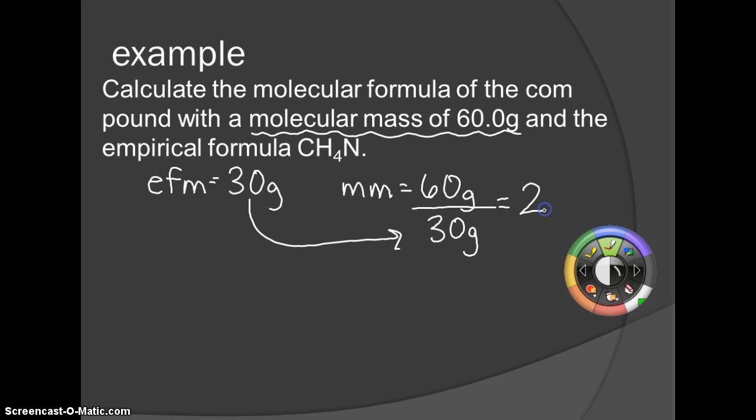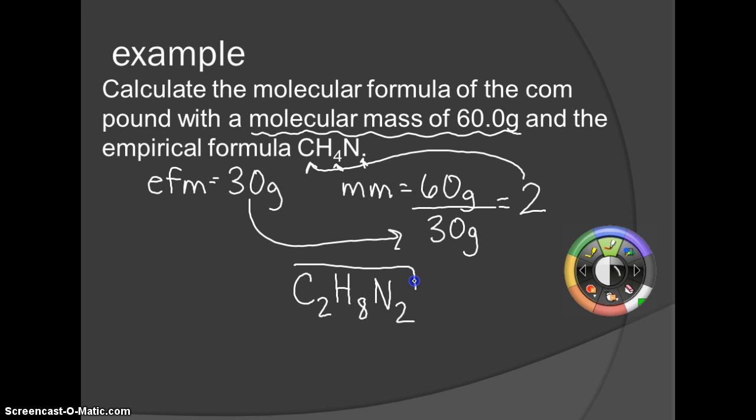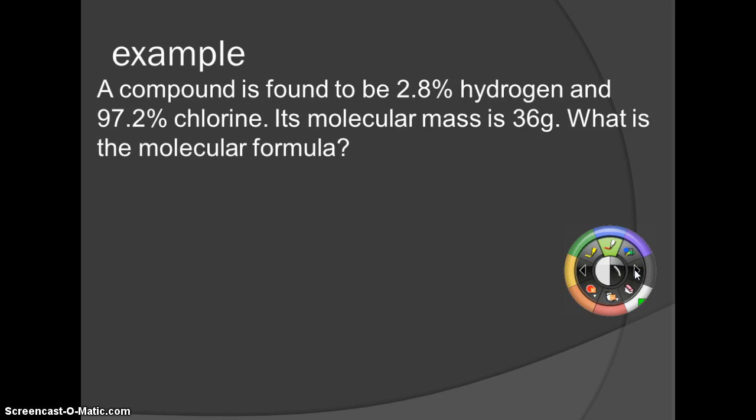which is 2. You're going to take this number, and you're going to multiply it by the subscripts that are present in the empirical formula. So 2 times 1 carbon is 2 carbon. 2 times 4 hydrogen is now 8 hydrogen. And 2 times 1 nitrogen is 2 nitrogen. So this is our molecular formula, C2H8N2. So we have taken that whole number and used it to multiply the subscripts so that we can get our molecular formula from our empirical formula.